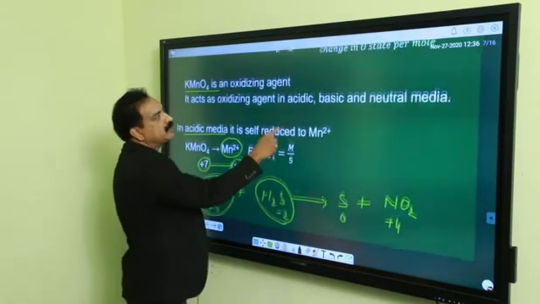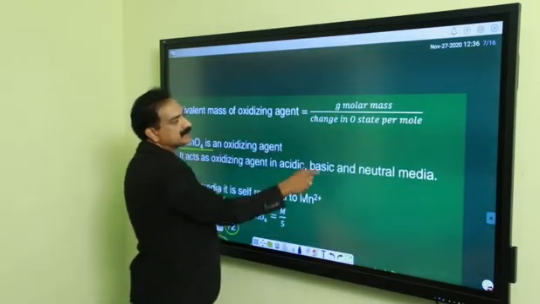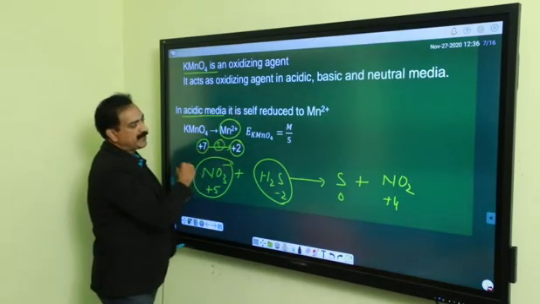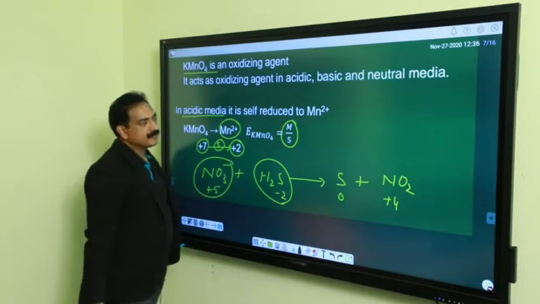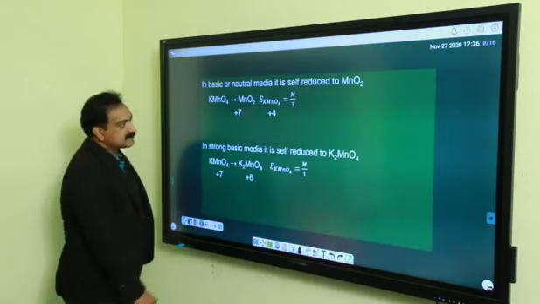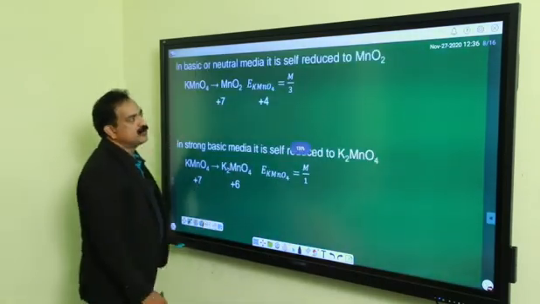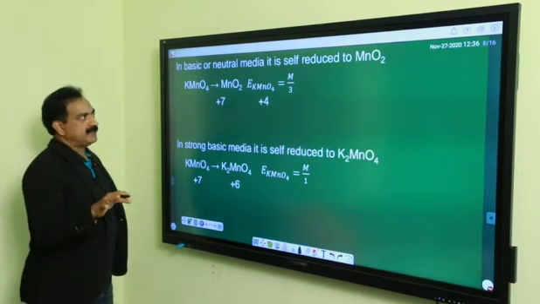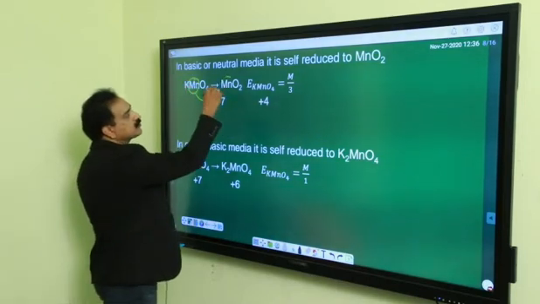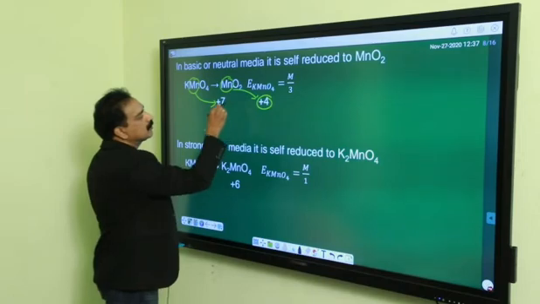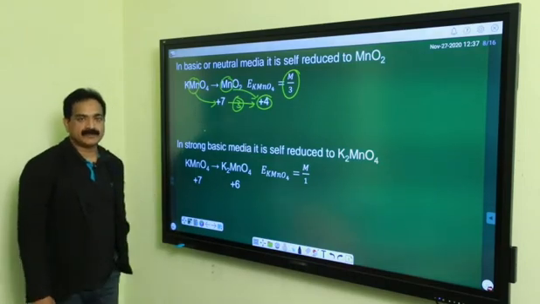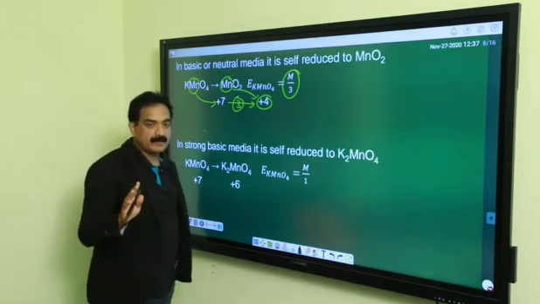So the molar equivalent mass, I told you, is given by molar mass divided by change in oxidation state per mole. Here the change is 5, so equivalent mass is given by M by 5. Whereas in basic or neutral media, the oxidation state of manganese changes from +7 to +4. So what is the total change? It is 3. So equivalent mass is given by M by 3. That you must remember.